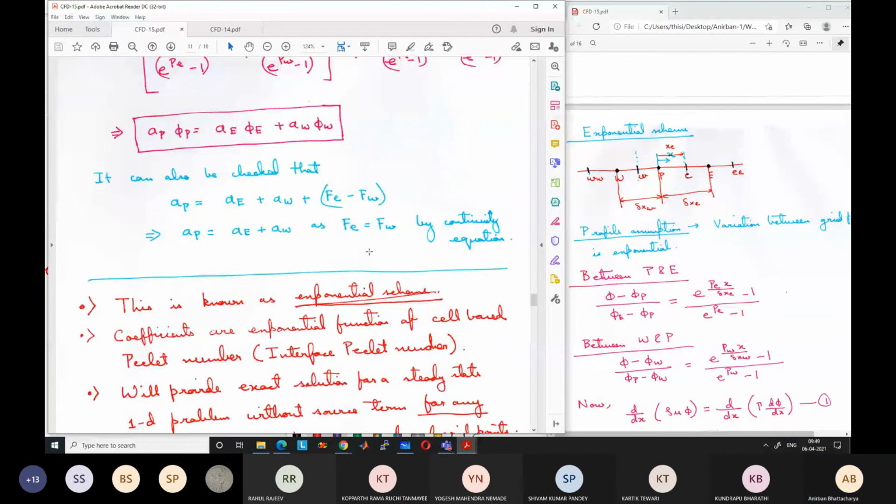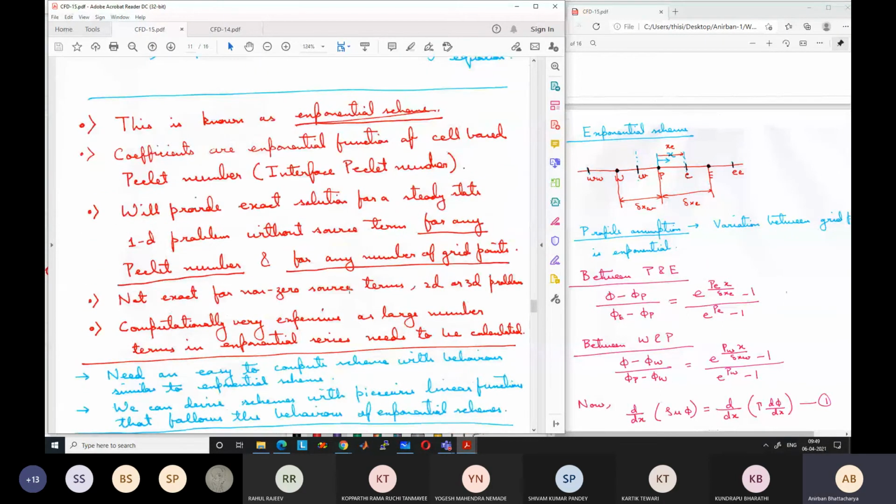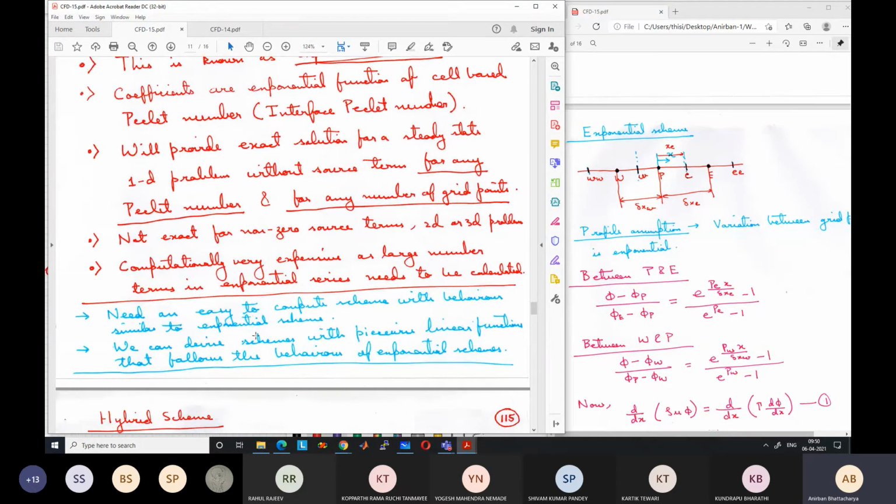Okay. So because we need to calculate a large number of exponentials using the exponential series, it is very computationally expensive. So that's why, although this is a very accurate scheme, it is not used much. We need an easy-to-compute scheme whose behavior is similar to the exponential scheme. Now we know the exact behavior.